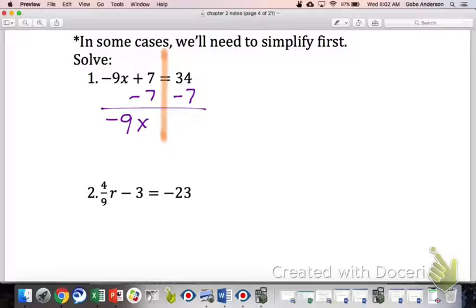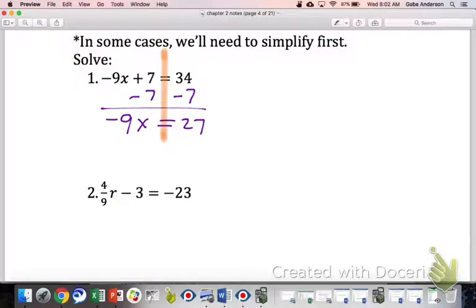So I get negative 9x is equal to 27. So this is not a one-step equation because I'm not done yet, right? I did one step, but I'm still not there. The x is not by itself. Lana, I still got that negative 9. What do you think I should do to get rid of that negative 9?